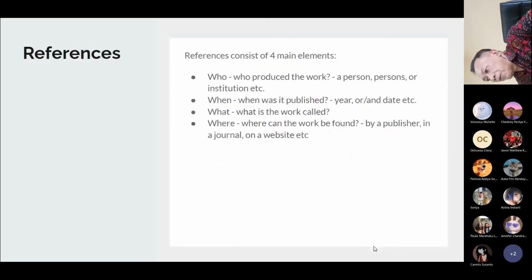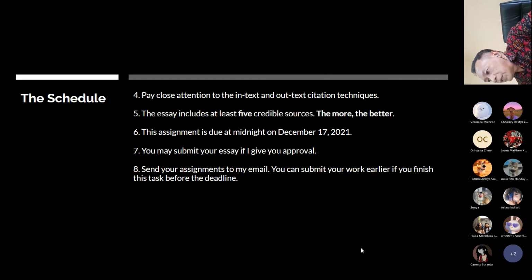Okay, references. I don't want to discuss this at length because you are quite familiar with it, and to be honest, I'm so happy with the result of your test. So the schedule, you can read by yourself. But we will be doing this a lot in the discussion.